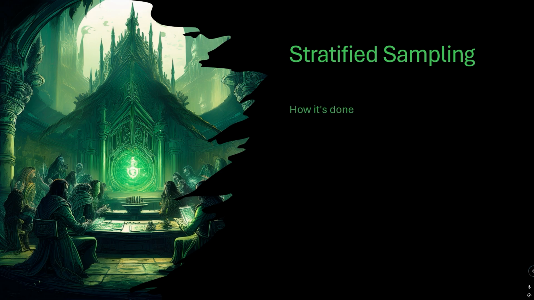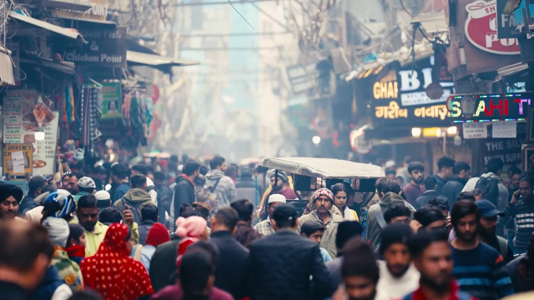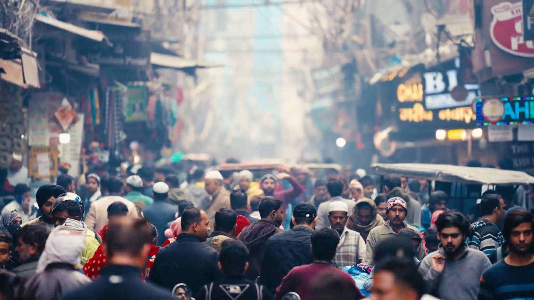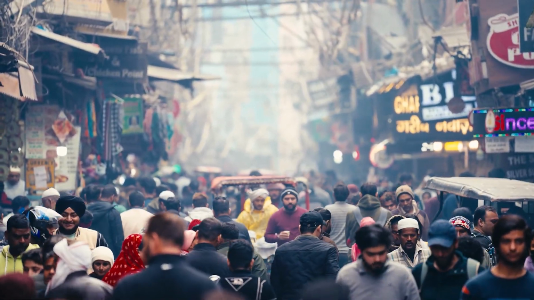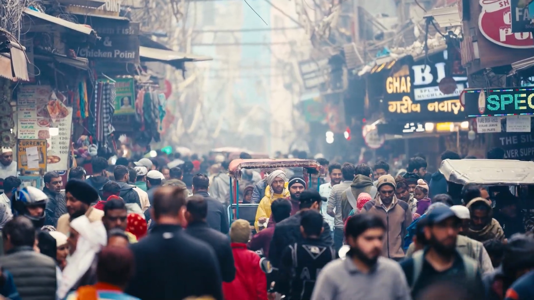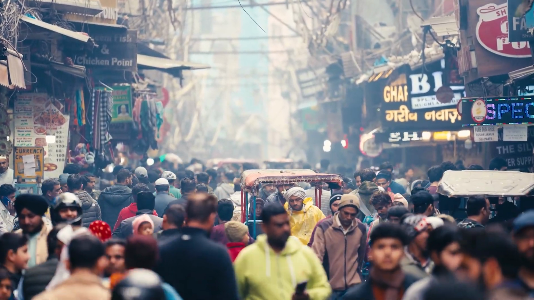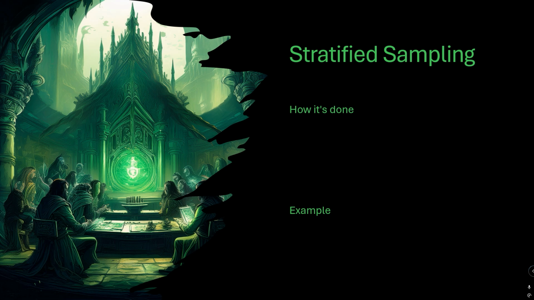Stratified sampling. This is when you divide the population into subgroups or strata based on characteristics, things such as age, gender, then randomly sample from each subgroup in proportion to their size in the population. An example of this might be if 60% of a school is female and 40% are male, selecting a sample of 60 females and 40 males from that respective group.